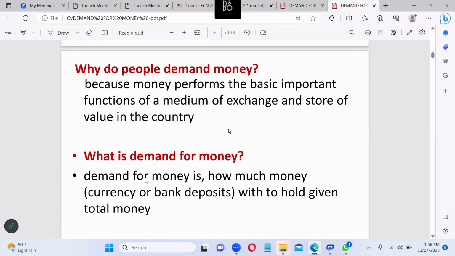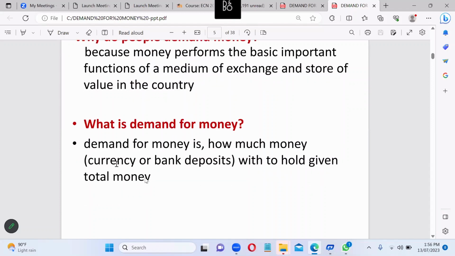What is demand for money? Demand for money is how much money, in currency or bank deposit, we hold out of the total money. How much money we are holding in our hands is one side, currency, and the other side is holding money as bank deposit. For example, 50,000 in our hand as currency and 1 lakh in the bank deposit, so the total demand for money of one person is 1.5 lakhs.